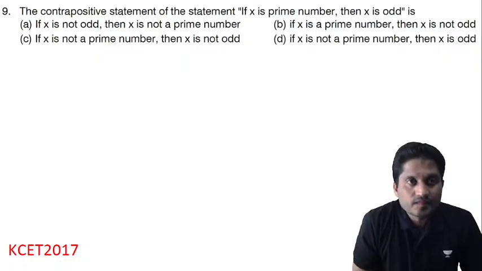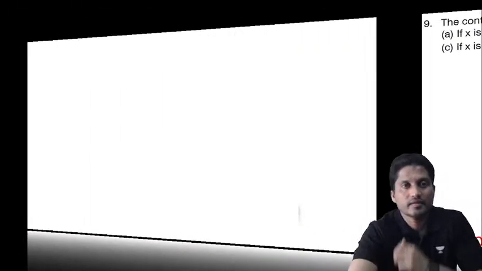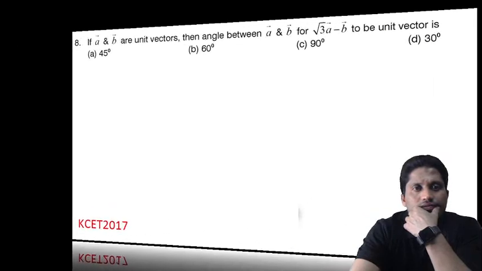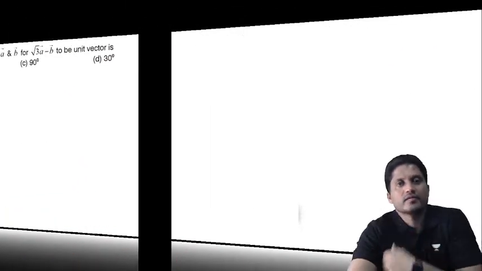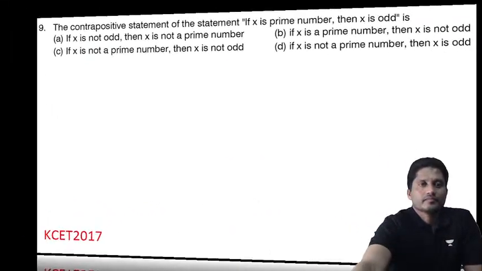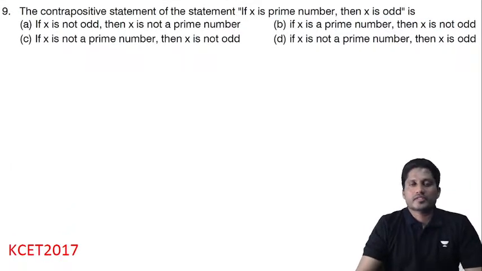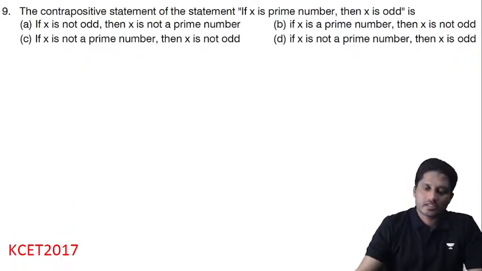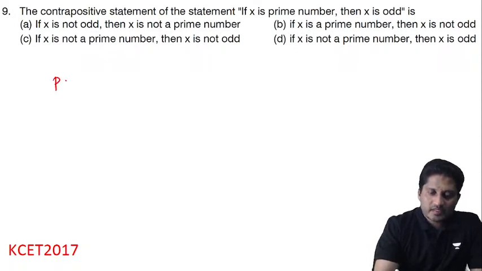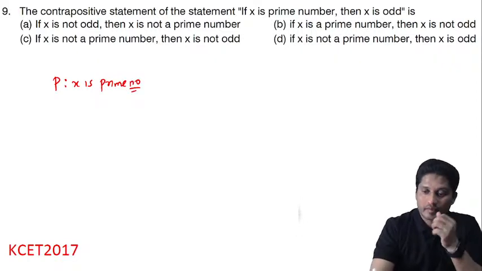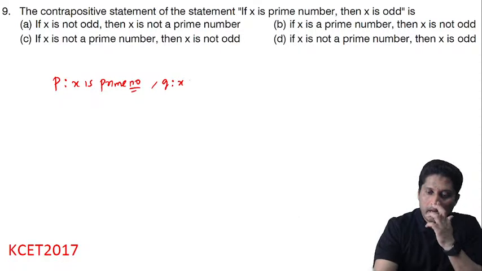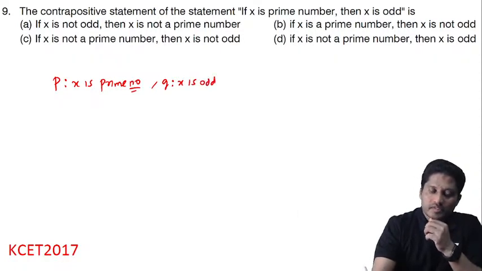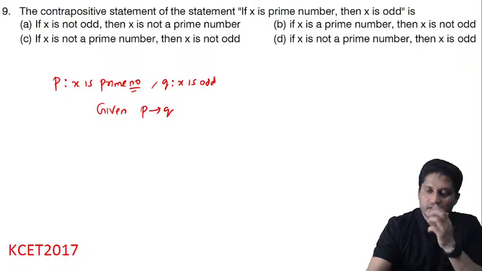Question number 9. The contrapositive of the statement, if x is prime, then x is odd. I take p is equal to x is a prime number. I'm going to take q is equal to x is odd. This becomes the given statement p implies q: if x is prime, then x is odd.